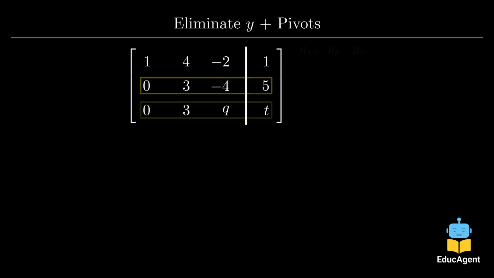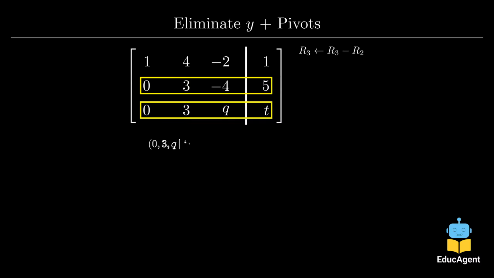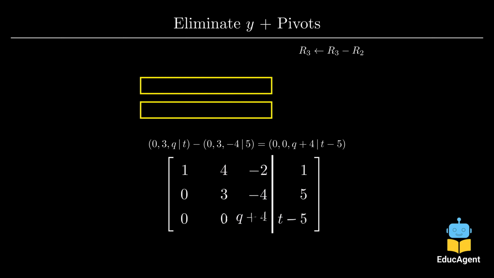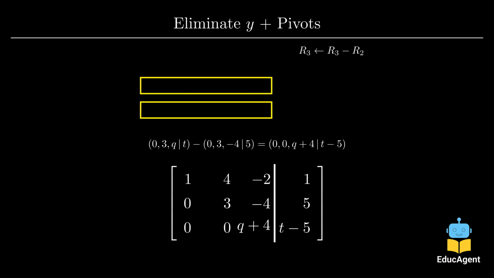Next, eliminate y from row 3 using row 2. This creates the third pivot position in the bottom right of the coefficient matrix. In triangular form, pivots sit on the diagonal. These control singularity. We'll focus on pivot 3. If it becomes 0, the matrix loses a pivot and becomes singular.